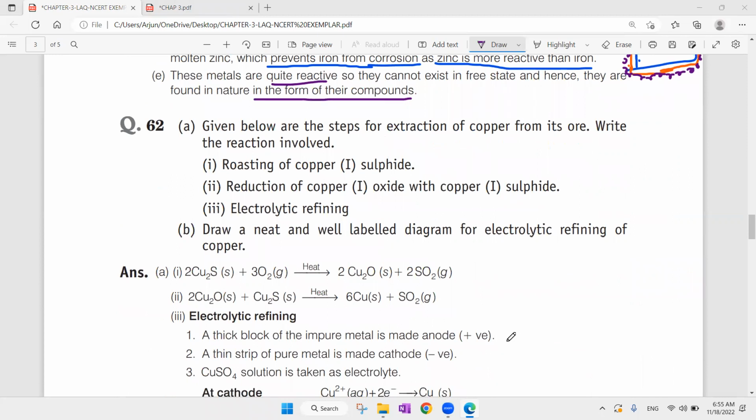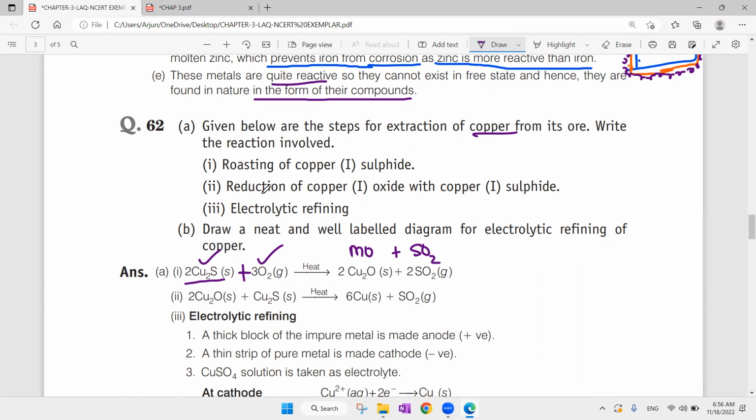Given below are the steps for extraction of copper from its ore. Write the reactions involved. First is roasting of copper sulfide. We first get copper in the form of copper sulfide. Roasting means heating in presence of oxygen. So copper sulfide plus O2, if heated, gives metal oxide plus sulfur dioxide.